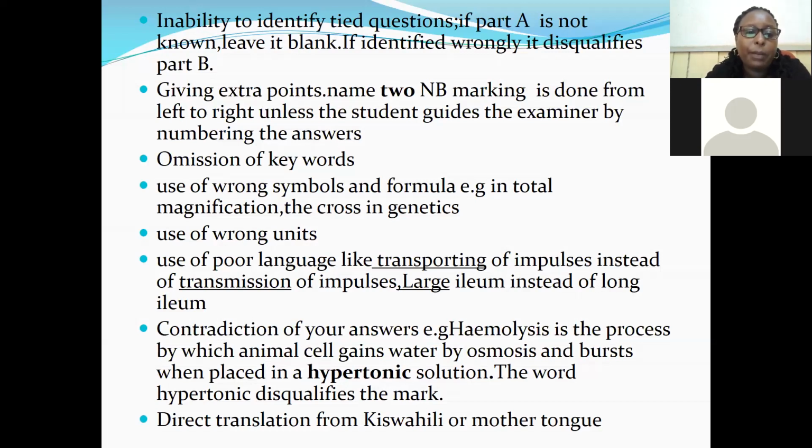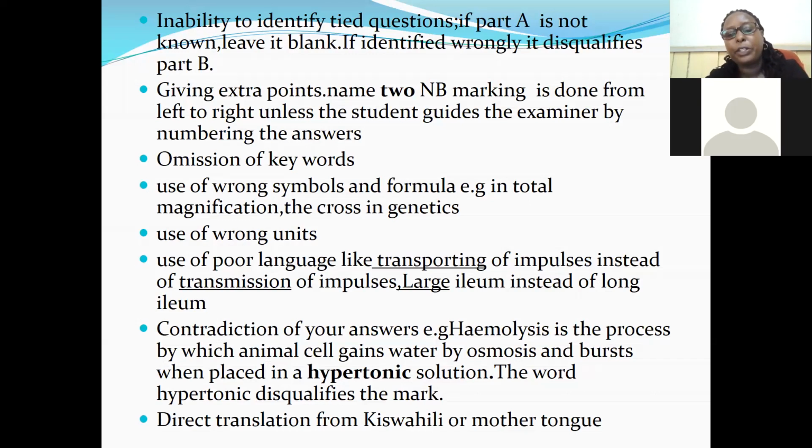Another point on losing marks is contradicting your answers. In a case where you need to define hemolysis, and you say hemolysis is the process by which the animal cell, in this case the red blood cell, gains water by osmosis and bursts when placed in a hypertonic solution.